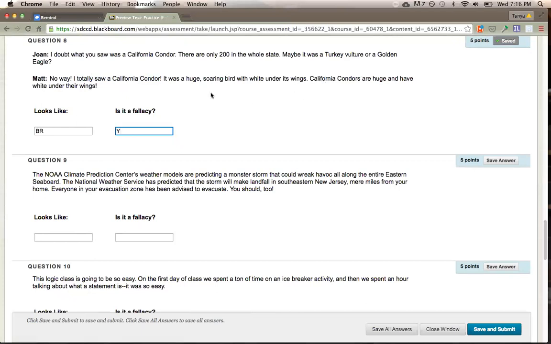But as is, he's ignoring information, which is that there's more than one thing consistent with his data. What he saw, a huge bird with white under its wings, and the odds of seeing a California condor in general are extremely low, whereas seeing any other bird, even birds with those markings, is extremely high. So if we took that into consideration, he should not be nearly so confident that what he saw was a California condor.